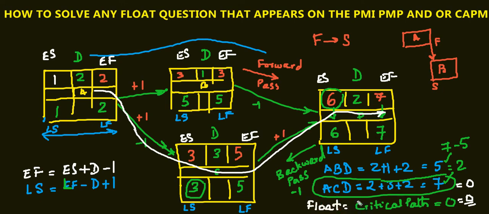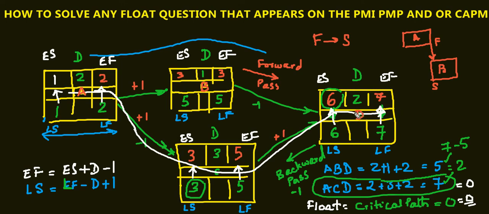Now we prove it. If you subtract these two numbers, isn't it 0? 3 minus 3, 0. 5 minus 5, 0. 2 minus 2, 0. 1 minus 1, 0. So that means this is the critical path and our formula is 100% correct. Now let's take the other case, which is not the critical path, A, B, D.